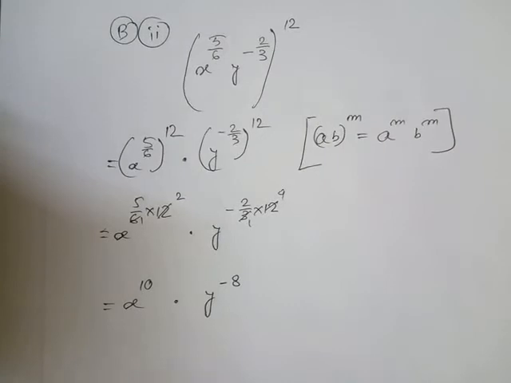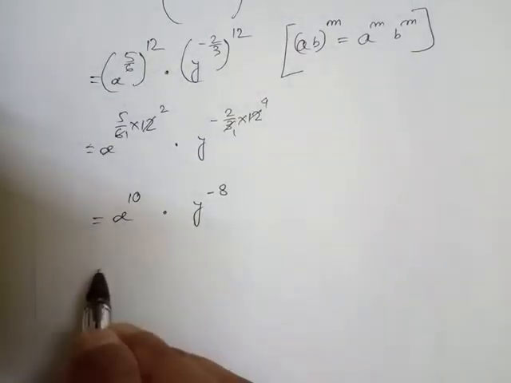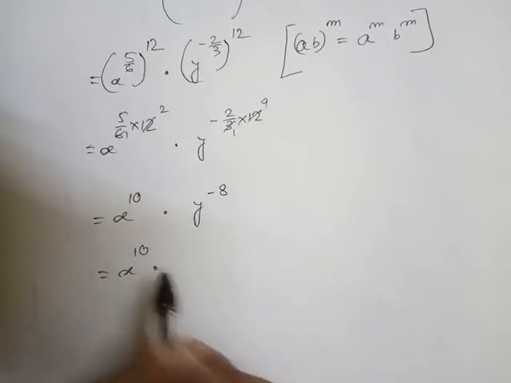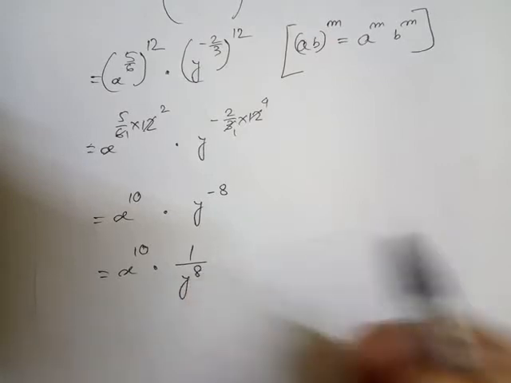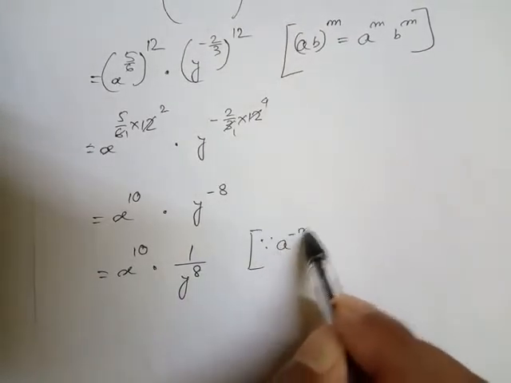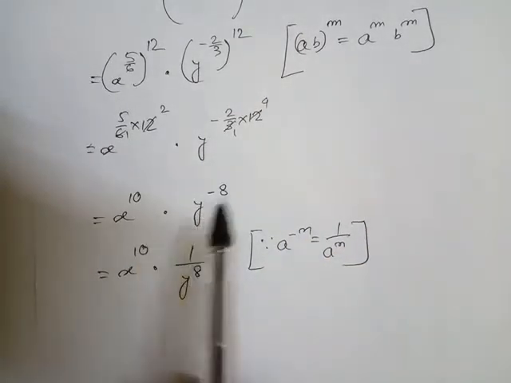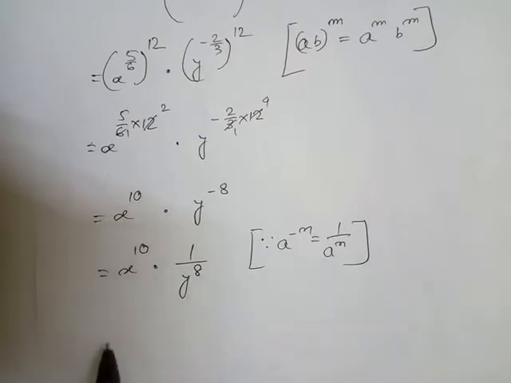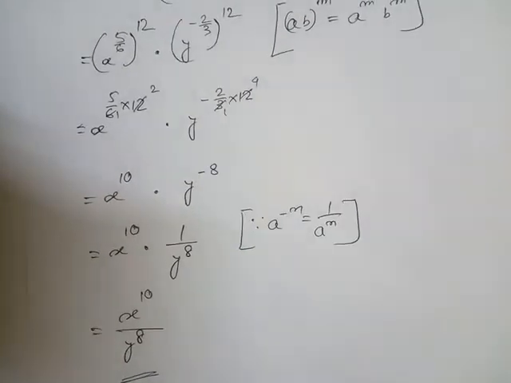If we keep like this also okay, or in the next step if we use the formula will be also okay. So x to the power 10 and 1 by y to the power 8. So by using the formula that a to the power minus n equal to 1 by a to the power n, if we keep in this step also okay, or if I write like this also okay. So next step would be x to the power 10 and y to the power 8. This is the answer of b Roman 2. Next one, b Roman 3.